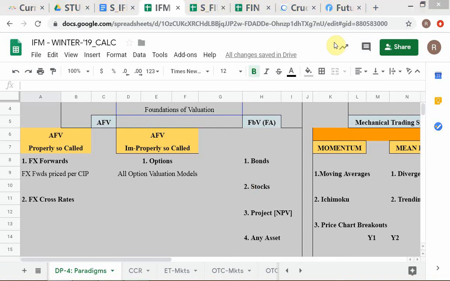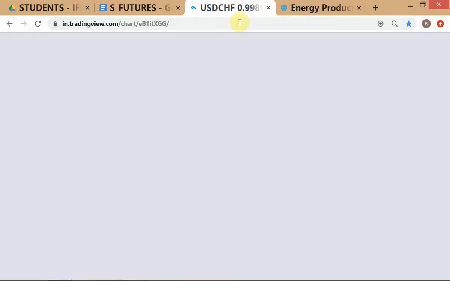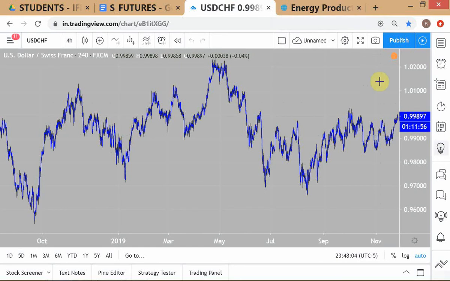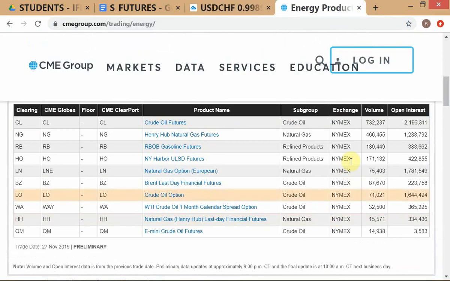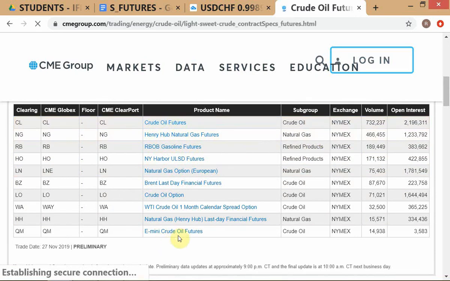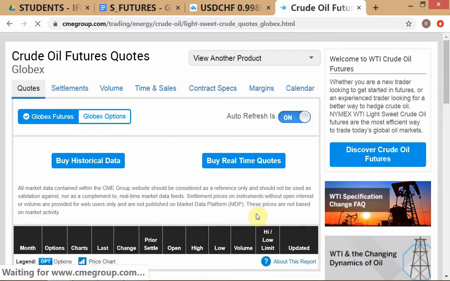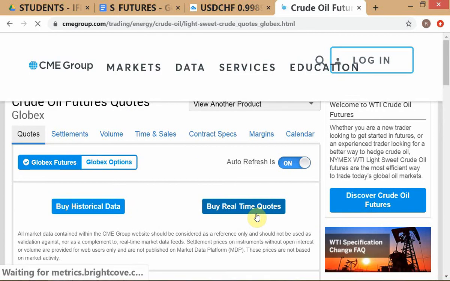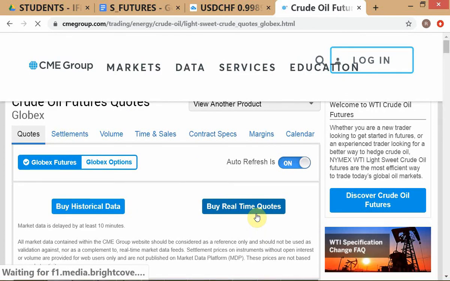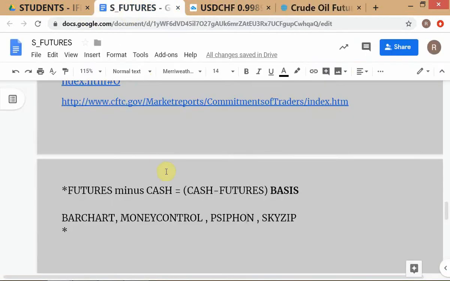Like, what is the market price of dollar Swiss right now? You can see the market price is this. They haven't given the price figures here, but if you just open this, you'll see the price of crude oil. If you go to quotes, you'll see this. So whenever you're discussing fair value models, you have to always keep in mind the other thing, which is the objective data, which is the market price. You have to compare your fair value to the market price. That's how these models work: the fair value is compared to the market price. So you have to understand the overall framework.